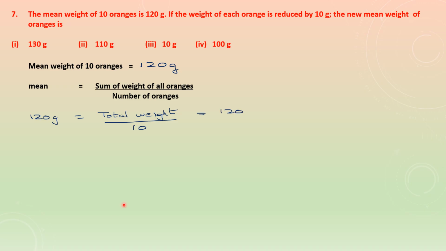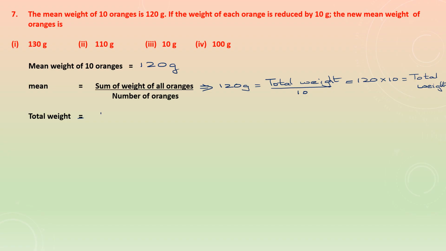So this is equal to 120. Now to find the total weight, I'm going to take away this 10 from here and put it on the other side. So it becomes multiplication into 10. And this is giving us the total weight. So the total weight is 120 into 10, which is 1200 grams. So this is the total weight of 10 oranges. 120 is the mean weight of 10 oranges.